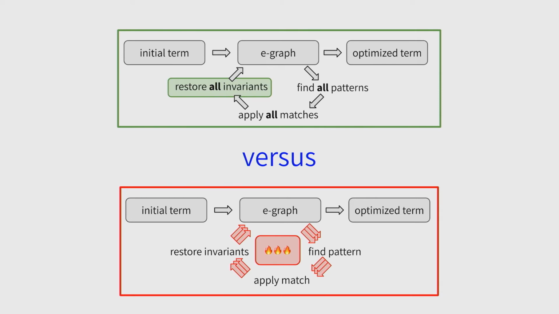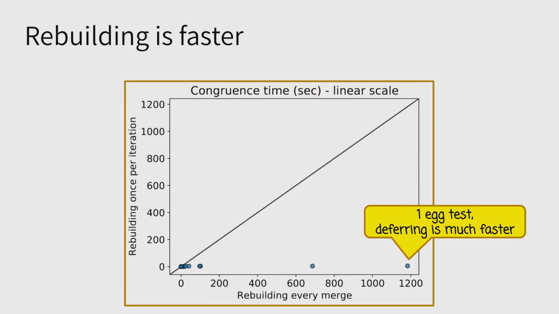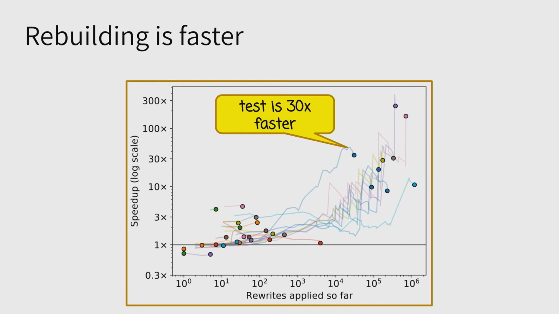Okay. So how much faster is it? A lot faster. So this is sort of the traditional approach to restoring the invariance every iteration on the x-axis, versus on the y-axis, doing it once per iteration, this sort of rebuilding approach. If they were equally fast, things should follow this line, but it looks almost horizontal. And if we make it log scale, it still looks pretty darn good. And what's interesting is that we're getting more speed up as we go.